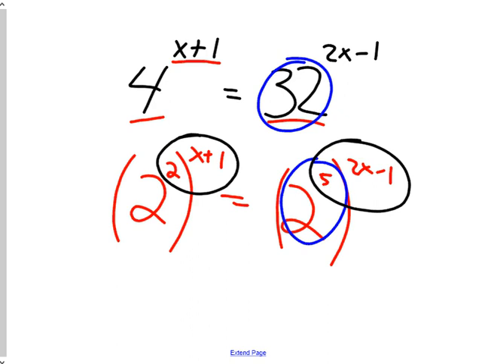Here's a very common mistake, but try to figure out what's wrong with it. 2x plus 1 must equal 10x minus 1. It's wrong. What am I doing wrong that I don't want you to do wrong? What should be different?